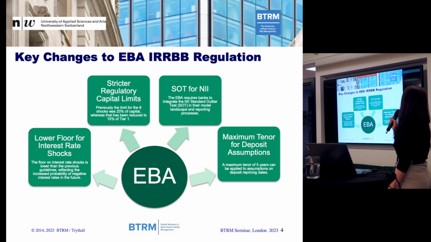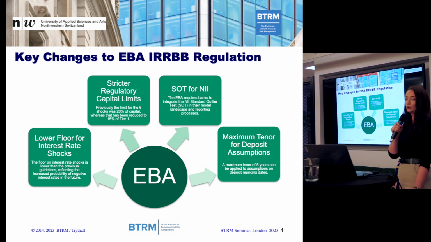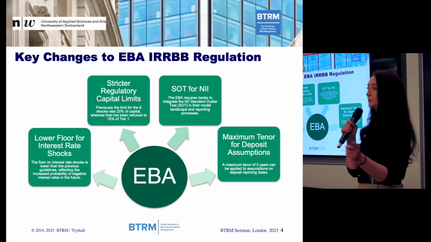The first is there's a lower floor on the interest rate shocks. So the negative rate floor is lower now than it was before, which reflects a higher probability of negative rates today compared to 2018. There's also stricter regulatory capital limits. Previously this was 20% and now it's gone to 15%. There's a mandate for calculating NII, where before, you were mandated to calculate EVE in a certain way. You didn't have that for NII, whereas now you do. There's also a maximum tenor for deposit assumptions, so you can only use fixed deposit assumptions up to 5 years.